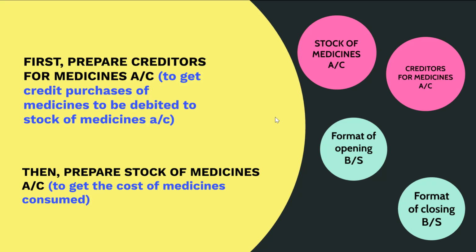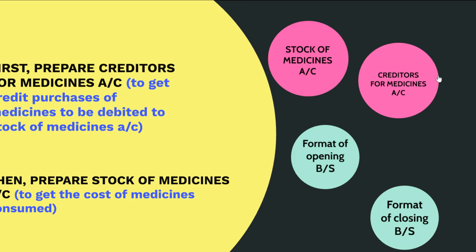Now in this case, we need to prepare two accounts. The first account is to prepare the creditors for medicines account, and from this account we can get the credit purchases of medicines which we need to debit to the stock of medicines account, and then we need to go on to prepare the stock of medicines account to get the cost of the medicines which has been consumed. So the first account, the creditors for medicines account, let's check out the format.